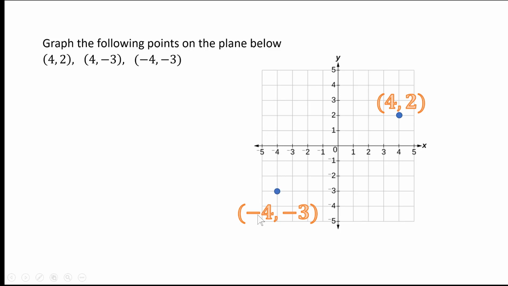That should have been (-4, -3). So it was this one. Sorry, I did them out of order. So that's (-4, -3). 4 to the left and 3 down is (-4, -3). And then the last one, (4, -3), means go to the right 4 spaces and down 3. So that puts you in the fourth quadrant. So those are those points, and that is lesson 50.